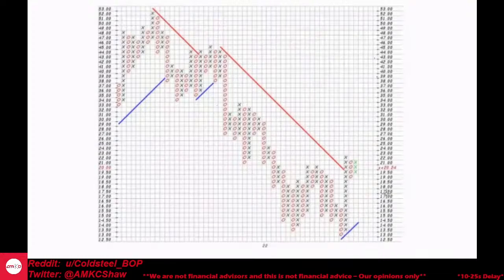Is that almost a pennant? It looks like a pennant forming out of that trend. Yeah.